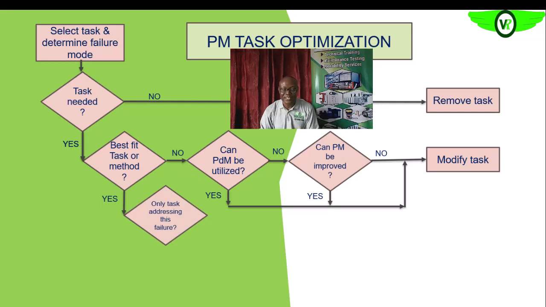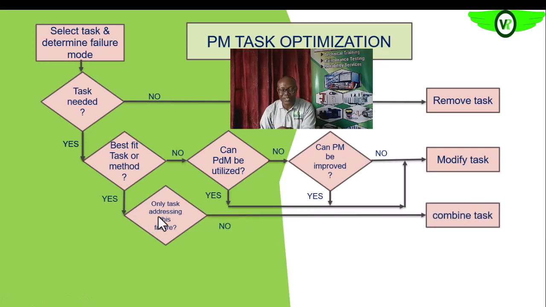Now, that task, is it the only kind of task that will be able to address that failure mode? If it is the best fit for us, is it the only task? If it is no, then if it is not the only one, we can review whether we can combine tasks, so that that failure mode will be better taken care of. Are we getting to improve the reliability of the system?